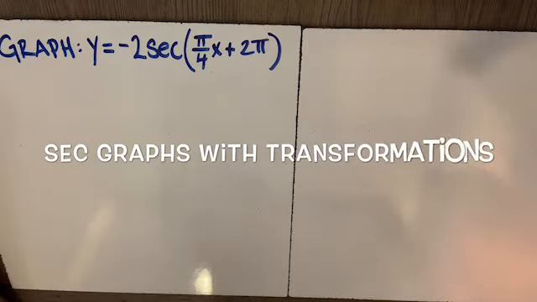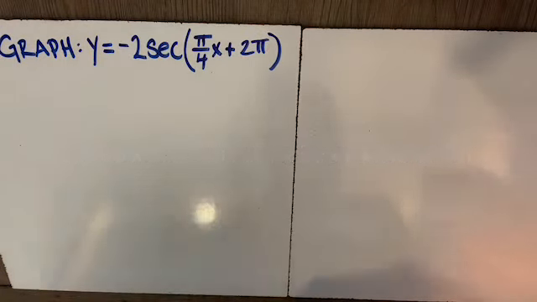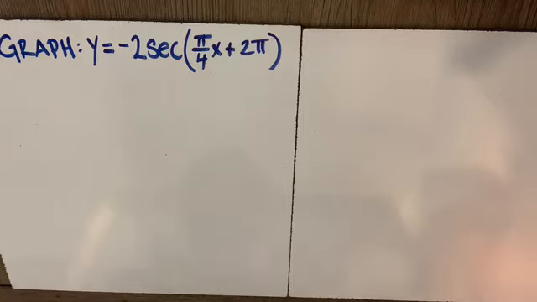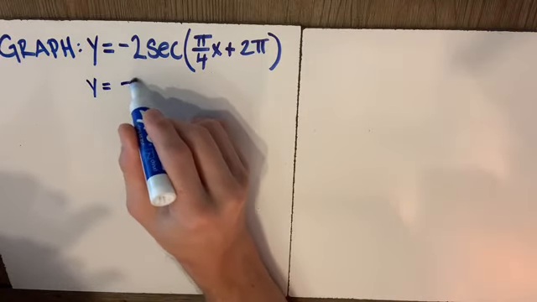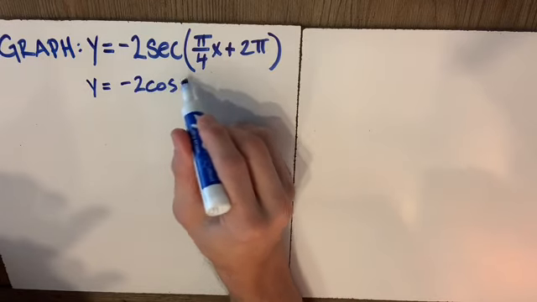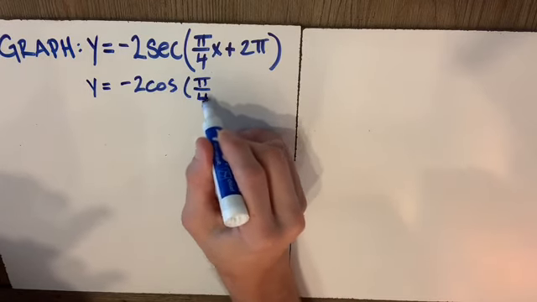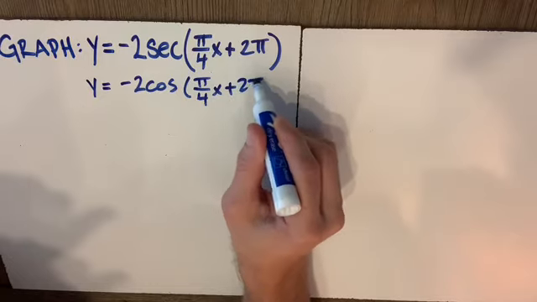Oh, here's a good one. If we're asked to graph negative 2 secant of pi over 4 x plus 2 pi, the first thing we're going to graph is actually negative 2 cosine of pi over 4 x plus 2 pi.